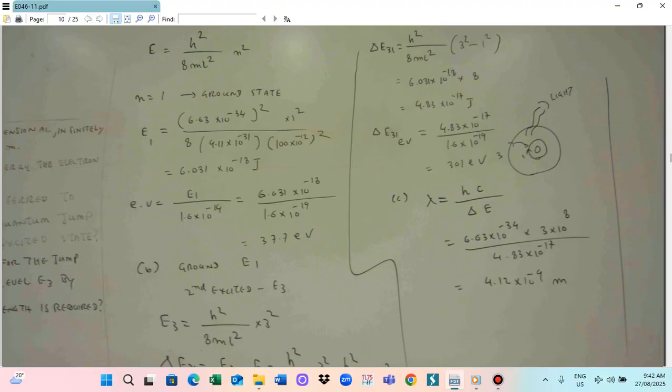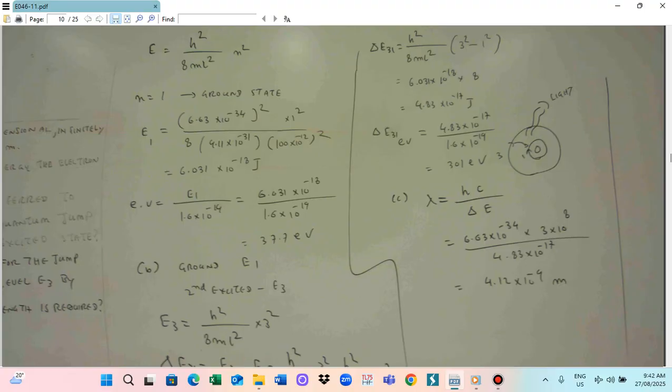Then we can also calculate this in electron volts. So to get electron volts, we calculate E1 divided by 1.6 × 10^-19. So 6.031 × 10^-18 divided by 1.6 × 10^-19. By solving this, you get 37.7 eV. So this is the minimum energy of the electron, 37.7 eV. This is the first condition.